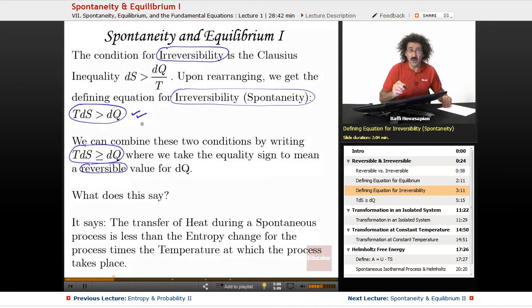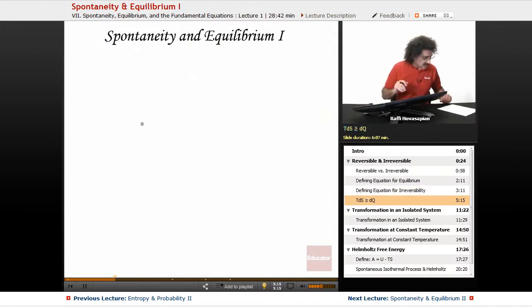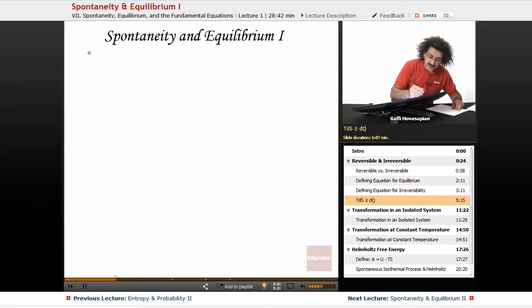That's the defining equation for spontaneity. That's the one we're going to manipulate. Okay. Now let's go ahead and get started. So we have this T dS is greater than dq. Oh, sorry, greater than or equal to. I'll try to remember that.